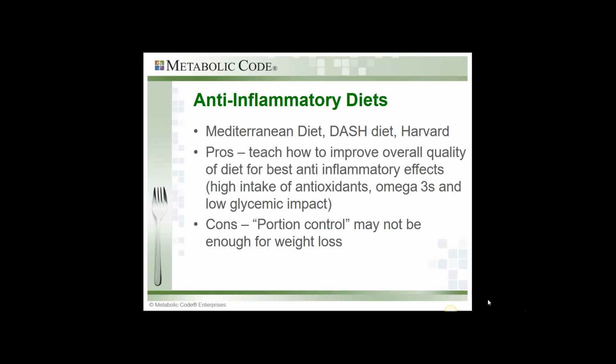And actually, if somebody wants to start to improve the overall quality of their diet, if they've been kind of a junk food eater and never really have learned how to eat healthily, I kind of like these simple recommendations as a starting point. However, the big con, as I put it on the slide, to these diets is that they are very general. This general idea of portion control generally isn't good enough as a strategy for losing weight. They just don't really know how much to cut down portions. So a lot of times that just doesn't work.